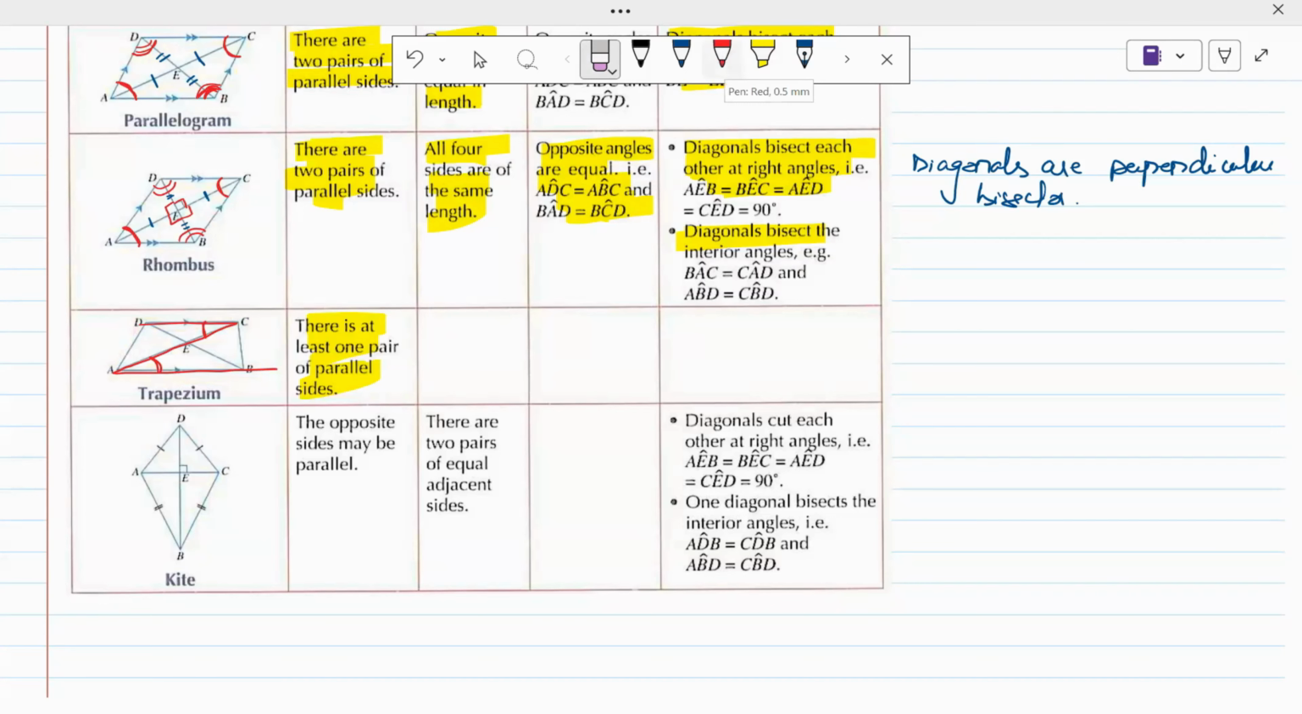Last, it's a kite shape. In the case of a kite, the property is we have isosceles triangles here, two different isosceles triangles. One isosceles triangle is ADC, and the second isosceles triangle is ABC. Two different isosceles triangles.